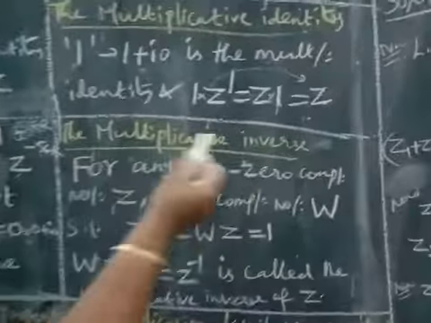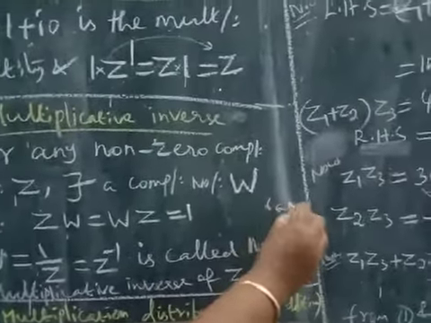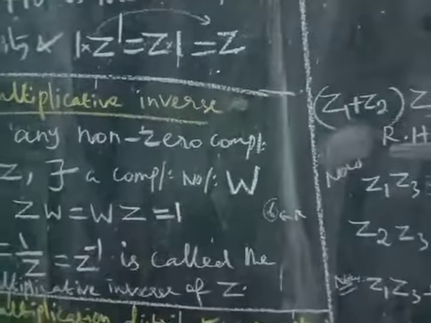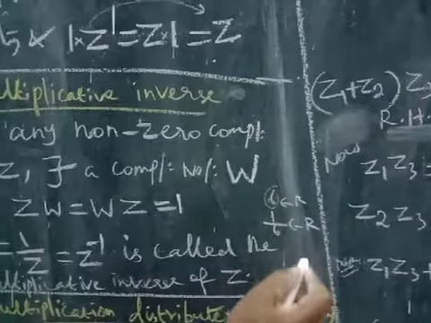Next, multiplicative inverse. Real numbers. Consider a real number. Now 6 belongs to the real numbers. What is the reciprocal of 6? 1 by 6. This also belongs to R.